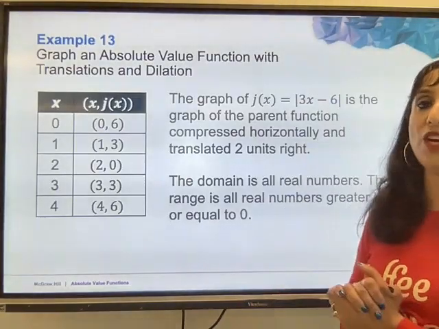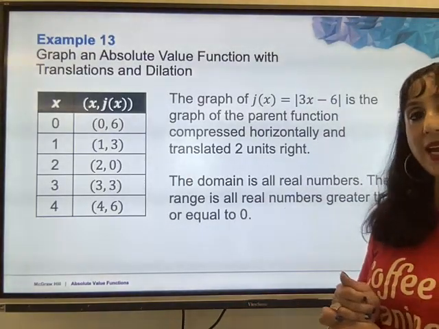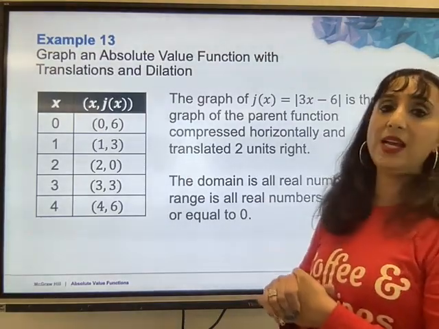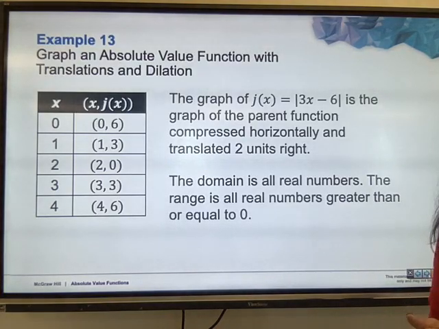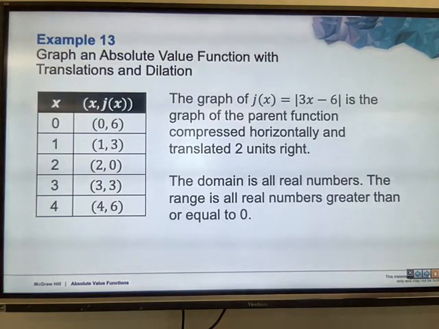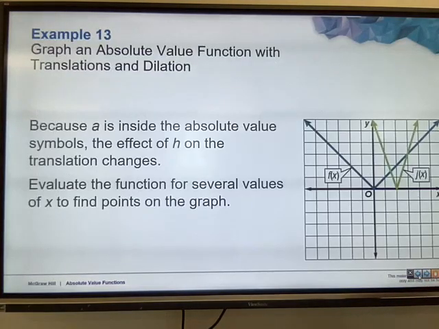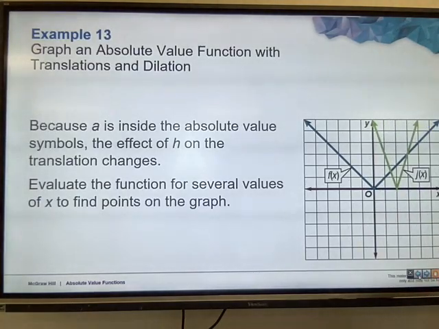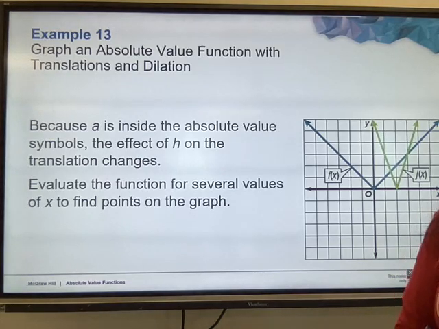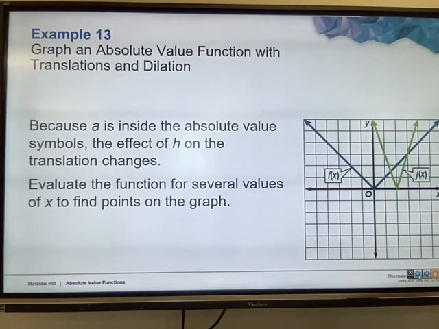With the graph of j of x equals the absolute value of 3x minus 6, we get our values as 0, 6, 1, 3, 2, 0, 3, 3, 4, 6 when we are solving it. And then when we graph it, look, because a is inside the absolute value symbols, the effect of h on the translation changes. And this is how we evaluate the function for several values of x, and that's what we had created the table for.